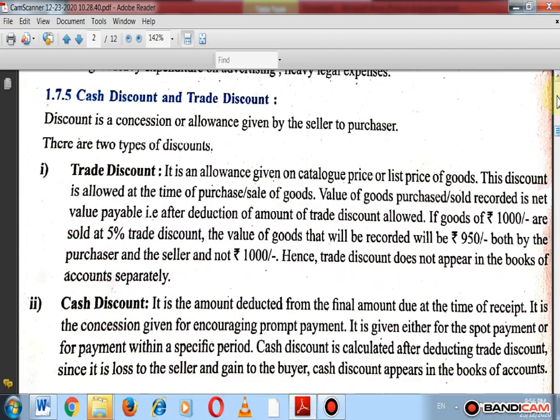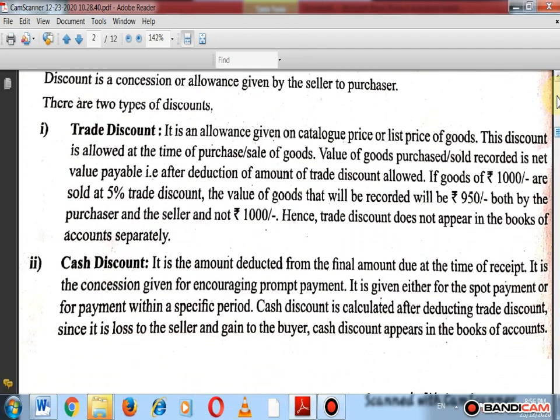Cash discount, trade discount. Trade discount means an allowance given on the catalog price or list price of goods. This discount is allowed at the time of purchase or sale of goods. The value of goods purchased or sold is recorded at the net value payable, that is, after deduction of the trade discount allowed. It means trade discount is not shown in the books of accounts. Only the amount of discount is deducted from the catalog price of the goods.